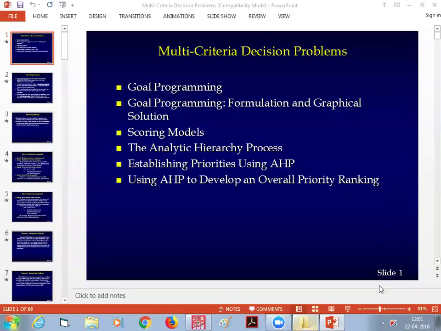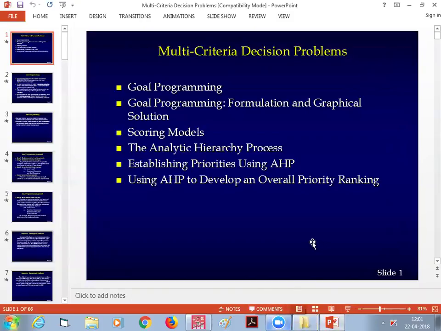So we're now going to talk about multi-criteria decision models. Okay. Oh, no, we had to show all that Excel thing, no? I see. Okay, we'll do that first then.